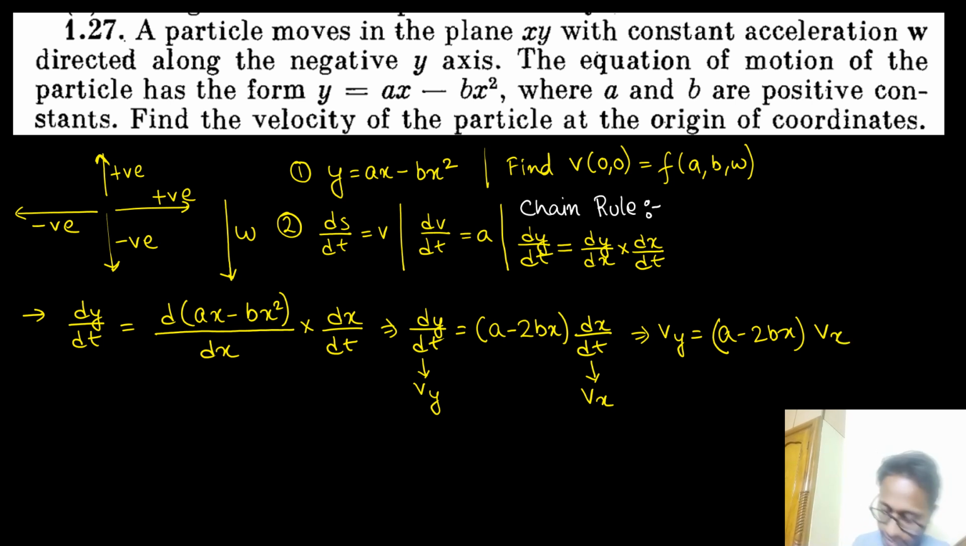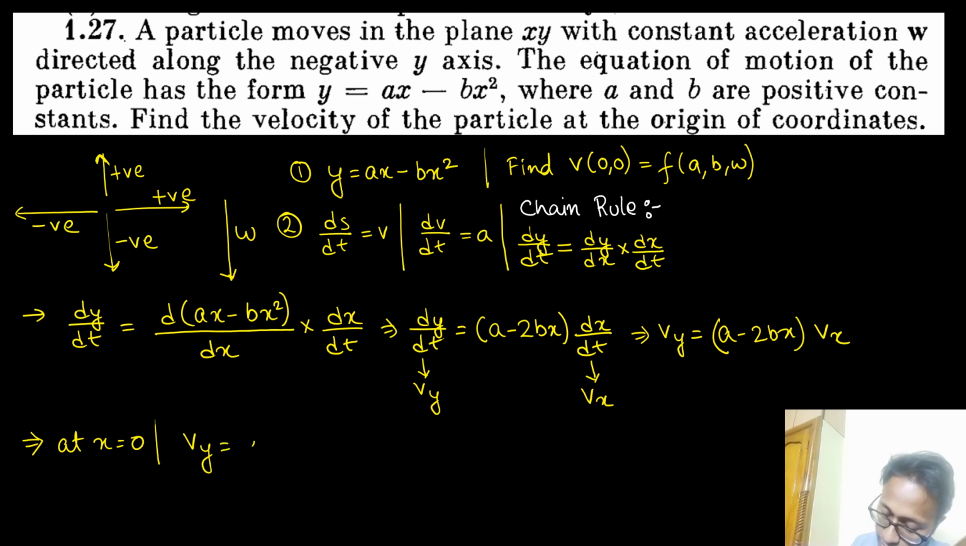Out here, vy is equal to a minus 2bx into vx. Now let's put x equal to 0. At x equal to 0, what happens to this equation? And why am I putting x equal to 0 out here? Because you have to find the velocity at x equal to 0, y equal to 0. So let's put x equal to 0 in this equation. What do I get?